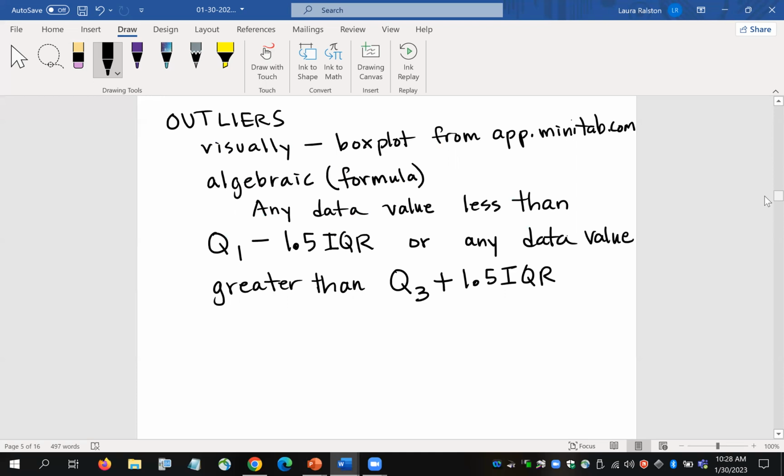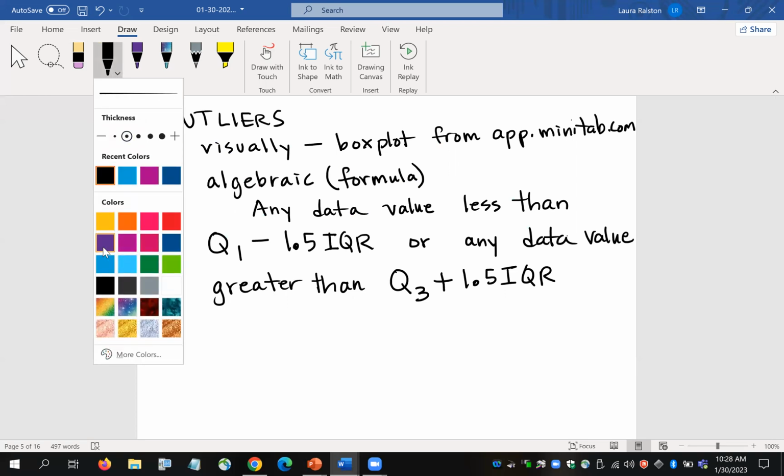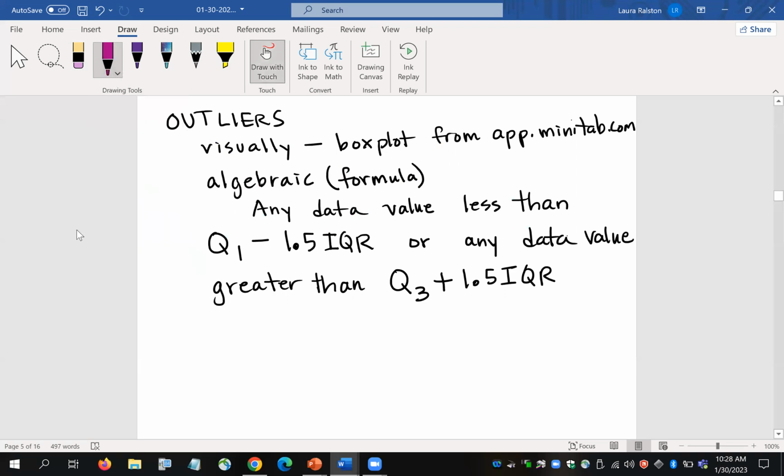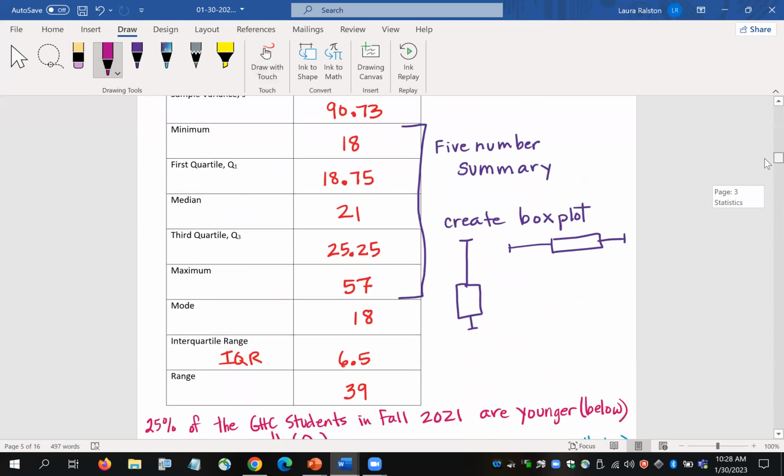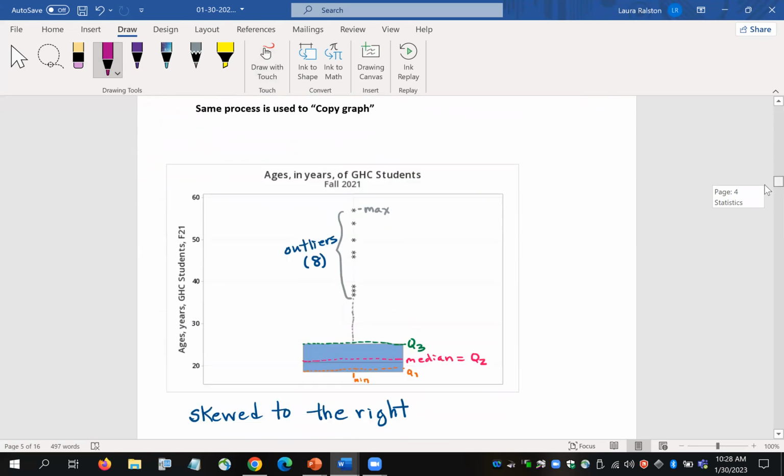So if we look at our numbers for this particular problem, and again, we have all of those values because we get those from Minitab. If we think about what is the value for Q1 minus 1.5 times the IQR. So we have 18.75, that's Q1, minus 1.5. Let's see, let me go back and get the IQR. Now, IQR was 6.5.